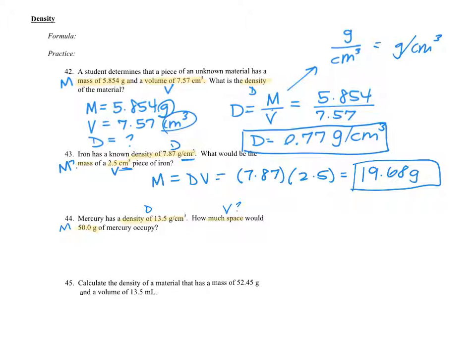So this time I'm solving for volume, and if I use my triangle, I see volume equals mass over density. So then I simply plug in the mass from the problem, 50 grams, over 13.5, my density. I'm going to divide, round to 2 decimals, and I get 3.70. Now my unit, remember, comes from the density unit, centimeters cubed.